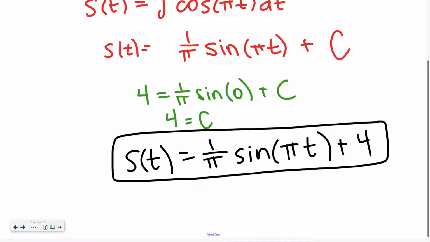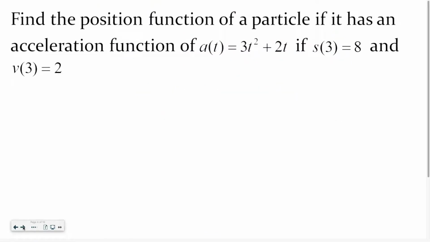Okay. Now, what if I give you acceleration and I say, hey, find me position? How many times are we going to have to go through that process? Twice. And we would need an initial condition, or some sort of condition about velocity as well as position, in order to get all the way there. So make sure you write down that our acceleration function is this, and then our conditions for both velocity and position.